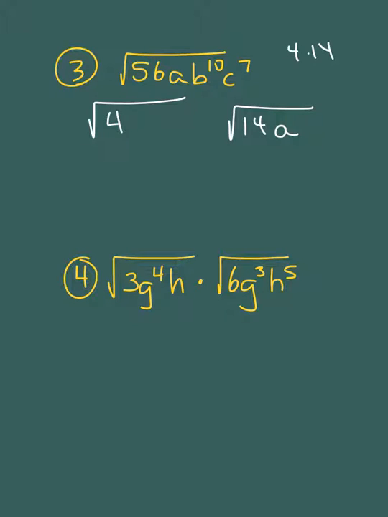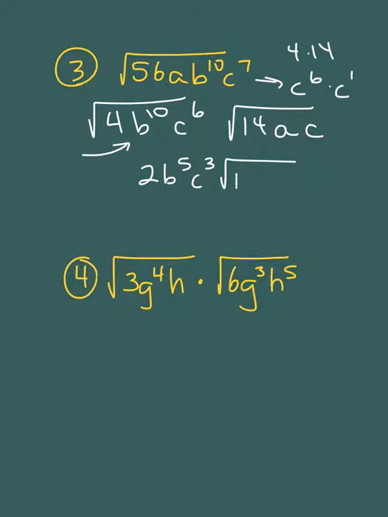And then I have b to the 10th, which is a perfect square, so that goes there. And then c to the 7th. Now again, I can split that up as c to the 6th times c to the 1st. So c to the 6th goes here, c to the 1st is there. Now I'm going to simplify that. So the square root of 4, b to the 10th, c to the 6th is 2, b to the 5th, c to the 3rd, times the square root of 14, ac. So that's my final answer.